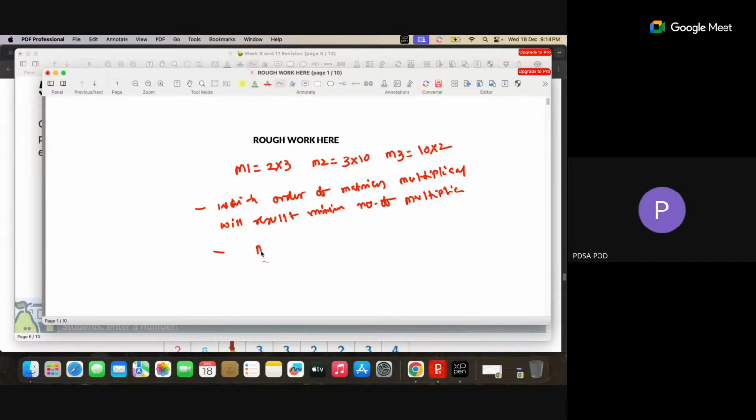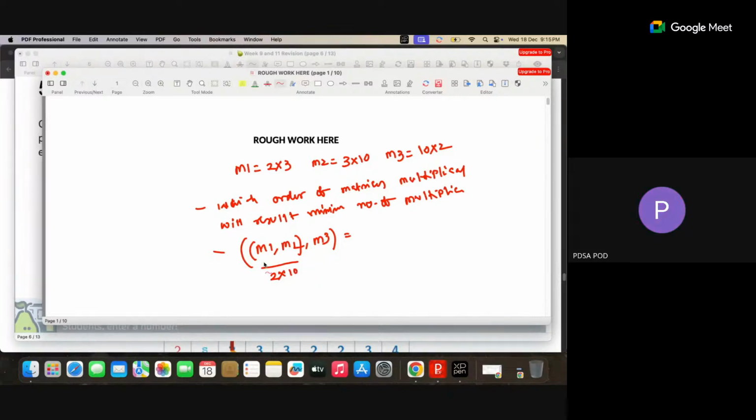First, let us do M1, M2, then with M3. So we do this multiplication first, then multiply the result with M3. How many multiplications do you require? M1 is 2 rows, 3 columns, M2 is 3 rows, 10 columns. So the total multiplications is 2 into 3 into 10.